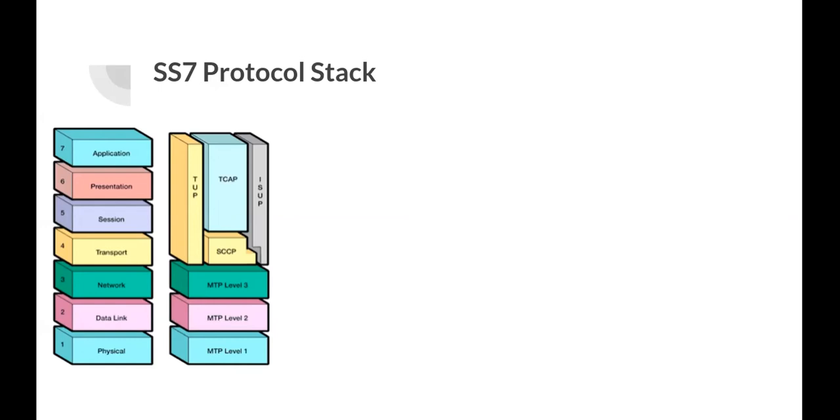SCCP does two things. One, it does some roles that belong to the network layer of the OSI model, and some other roles that belong to the transport layer. But it all boils down to those two things. What are the network capabilities? When you talk about the SS7 network, we are talking about a single network, mostly, right now.